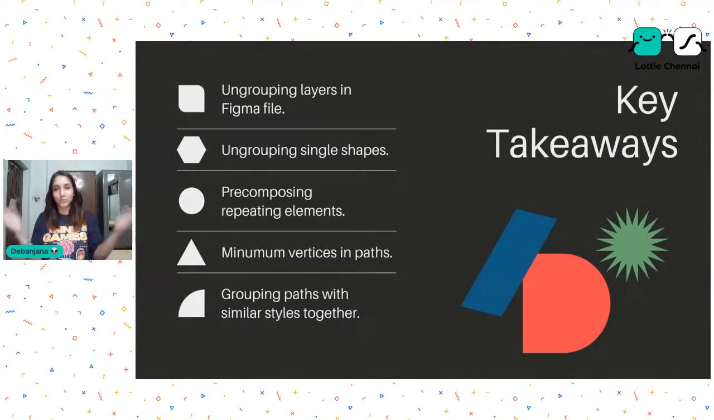Just to reiterate, the key takeaways are: when importing a file from Figma, ungroup your layers. The major points to remember are ungrouping the single shapes inside the shape layer, and pre-composing repeating elements, then using them instead of duplicating the same layers. When using Bezier shape paths, keep the vertex count to a minimum. And when having paths that share the same style, group those paths together. Those are a few techniques you can start off with to optimize your After Effects file and animation for Lottie renders.